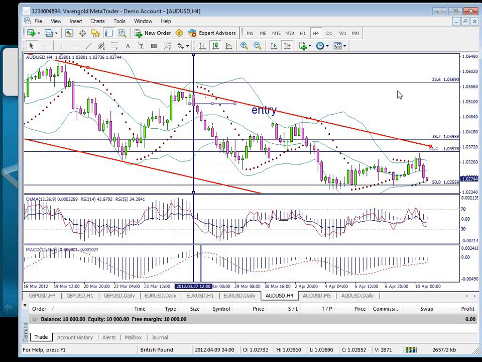The stop loss will be a little bit after, above the previous Fibonacci level, yes? Several pips here, above the superior Bollinger Band. So somewhere in this area will be a very good point for the stop loss.